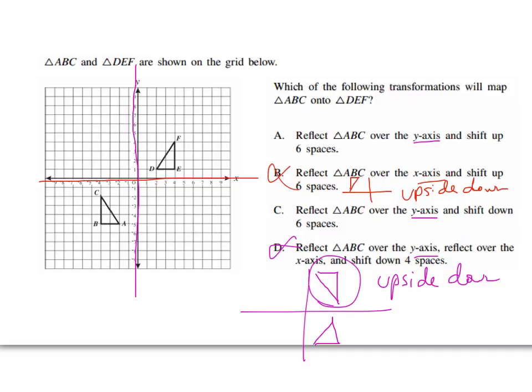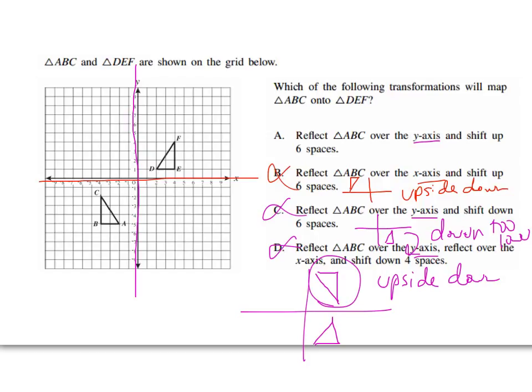Okay, so for letter C, if it goes over the x-axis, that might work, and then shifted down 4 spaces, that's going the opposite direction. That would be down too low. So down too low, so that one's not going to work. So let's check this other one.